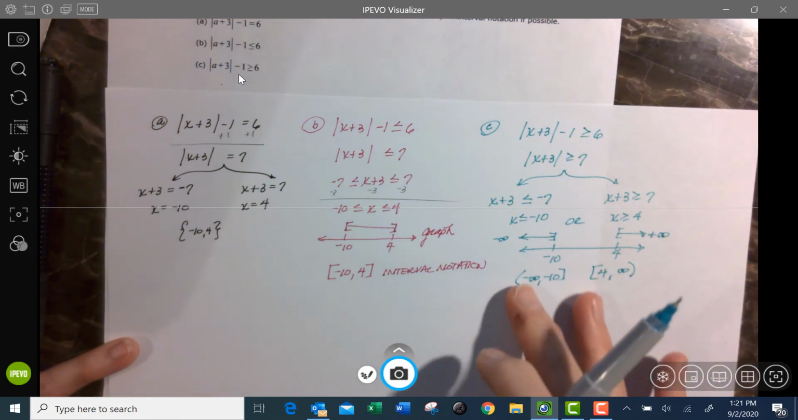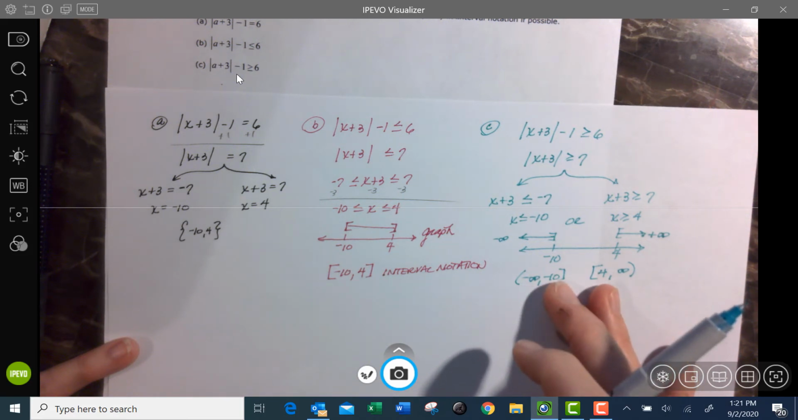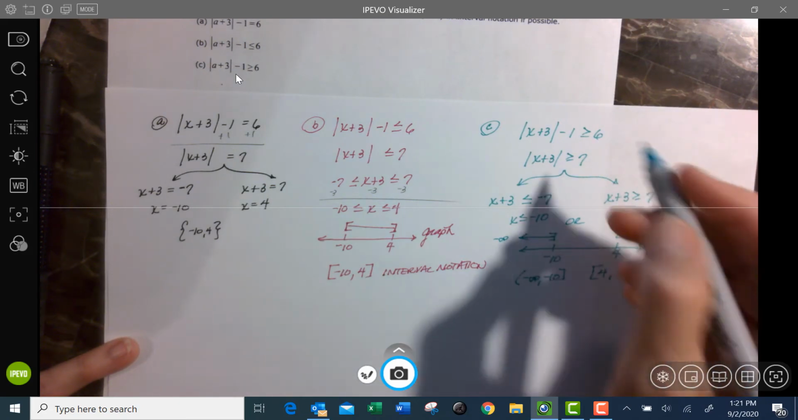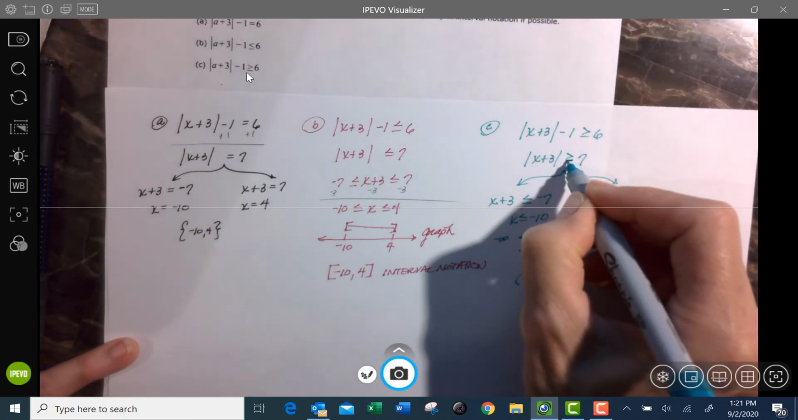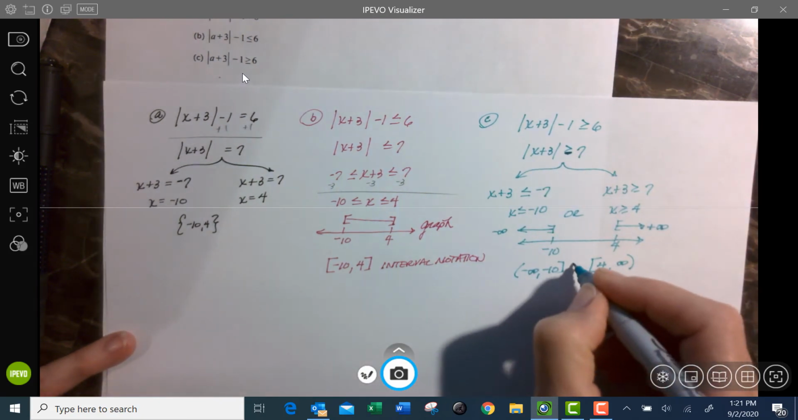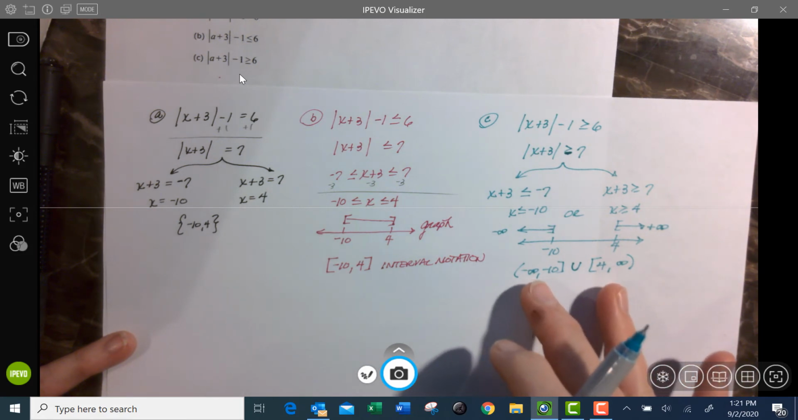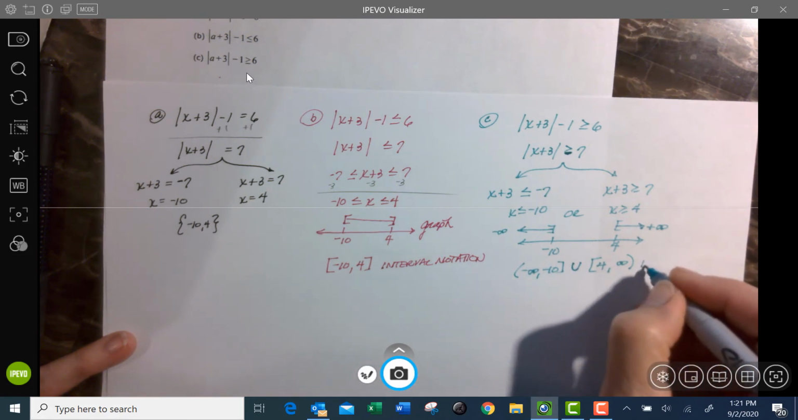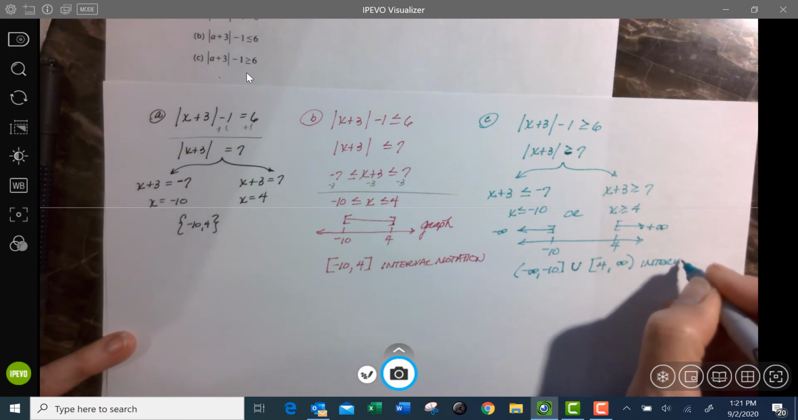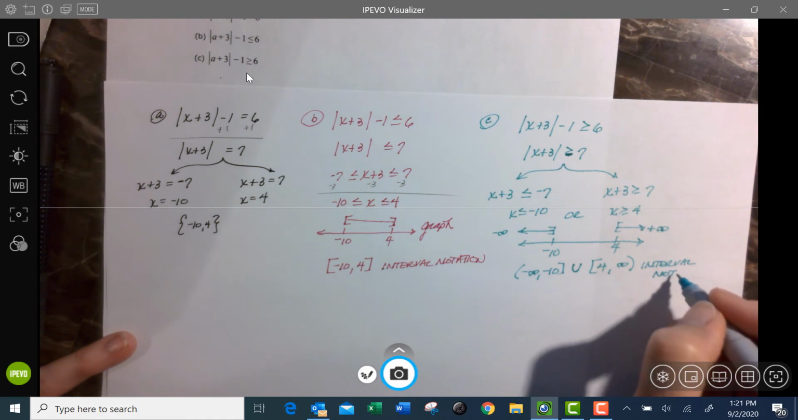Now remember, infinity is not a number, so you can never put a square bracket on infinities. But you can put the square brackets on the 4 and -10, which indicate they are solutions because of the equality portion of the inequality. So we normally put a union symbol to indicate solutions are in both of these intervals. So this is your interval notation when you have the greater than absolute value inequality.